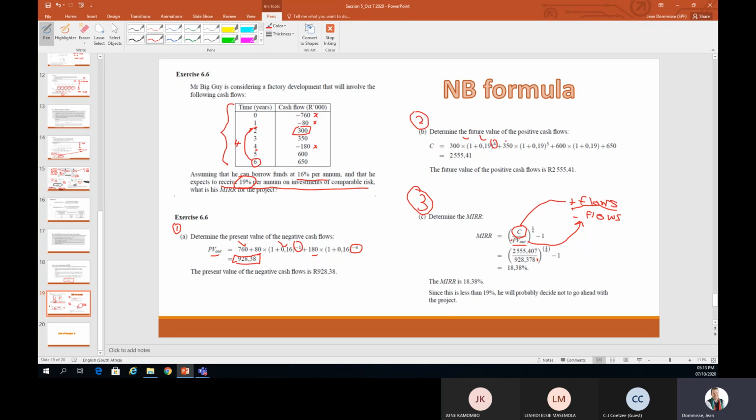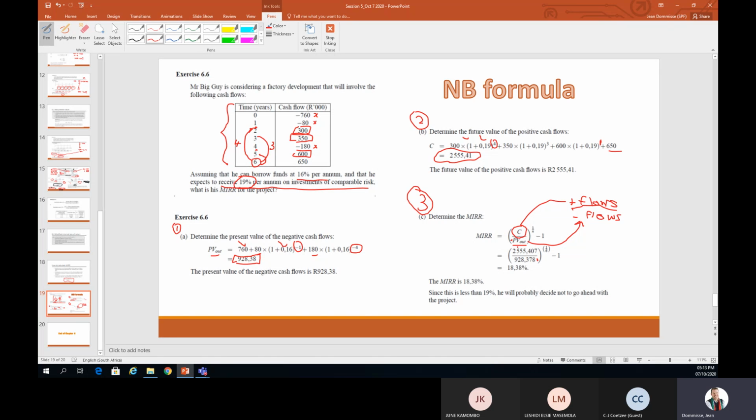So if you look at the 350, it will be the 6 minus the 3 because there's 3 years left for that 350. If you look at the 600, 6 minus 5, so it will be 1 year. So there is normally a 1, you don't need to show it. And then the last year, 6 minus 6, it's 0, so it's only the 650. So then you will get a positive value, your future value of the positive cash flows.